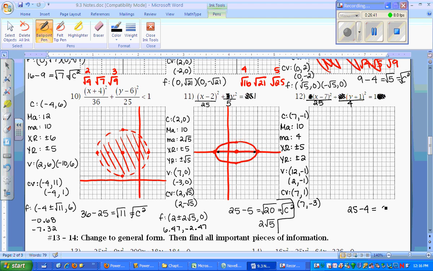For the foci, I take 25 and I subtract 4, gives me 21. Square root. So for the foci, I'm going to start at 7 and I'm going to go right or left the square root of 21. My y coordinate doesn't change. If I have to plot 7, negative 1, I'm going to put my y-axis over to the left and my x-axis up just a little bit. Here's my center. I go right or left 5 spaces, up or down 2, and hopefully those match your vertices and covertices. I draw in my ellipse.